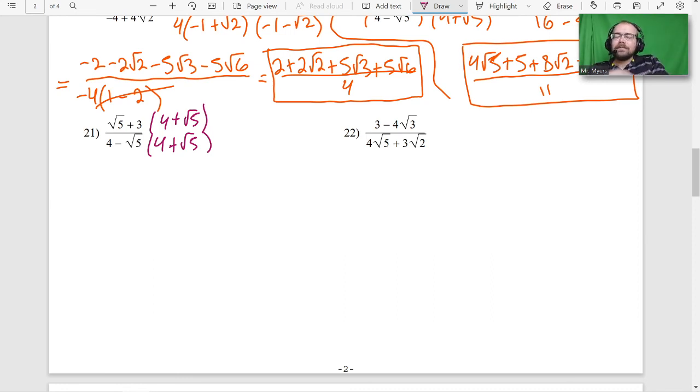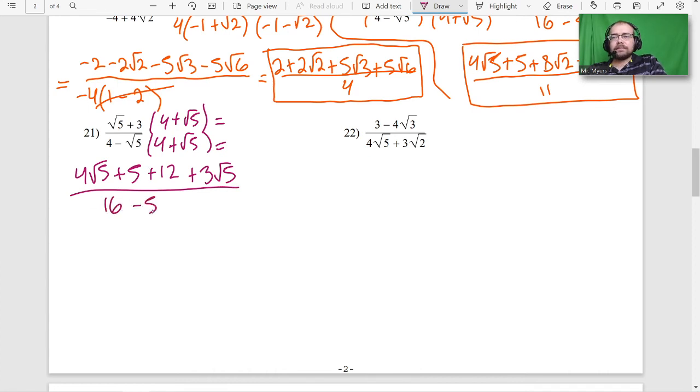There we go. So, we want to FOIL, and we want to FOIL on the top and on the bottom, technically speaking, right? Even though on the bottom it's a conjugate. So, we do first times the first, outer times the outer, inner times the inner, last times the last. Okay? And then firsts, outers, inners, lasts.